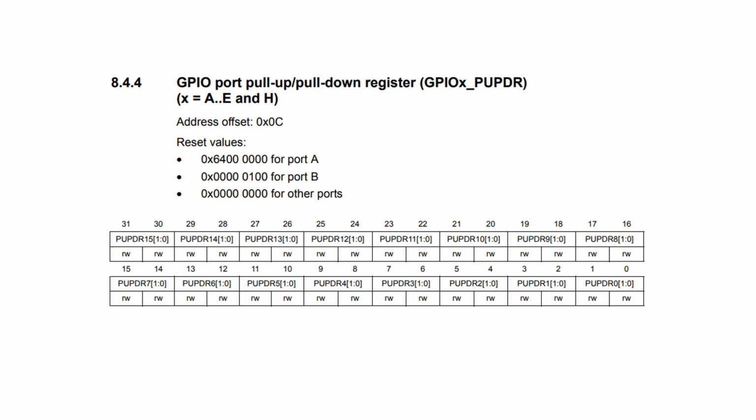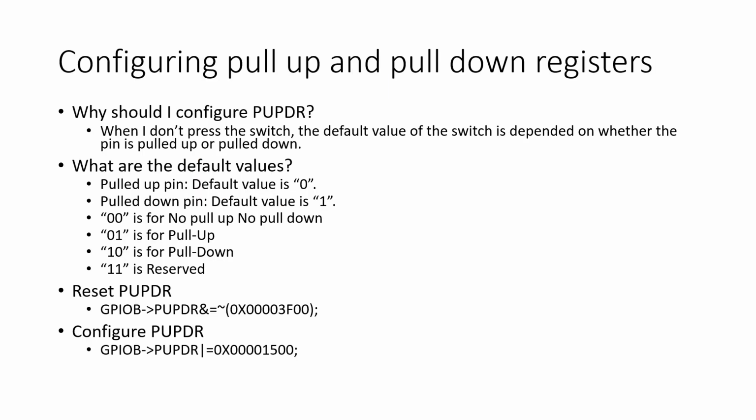After configuring the GPIO mode register, now we have the pull-up pull-down register. Why do we need the pull-up pull-down register and how does it work? Again, you can refer to part 2 of this series, in which I explained in detail each and every part of this.